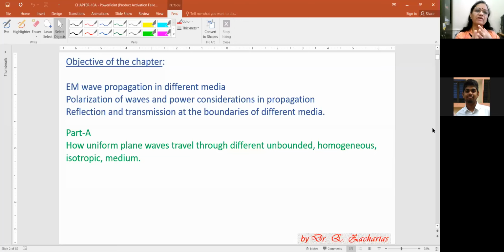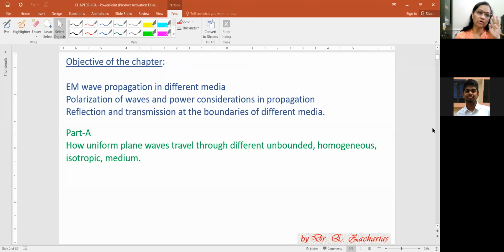And part C will be reflection and transmission at the boundary of two media. You have a medium 1 and a medium 2. So what would happen? What part of the wave will get reflected? Will it get reflected in all kinds of media? Will it get transmitted in all kinds of media? And what will be the ratio of the part that gets reflected and what gets transmitted? That will be discussed in part C.